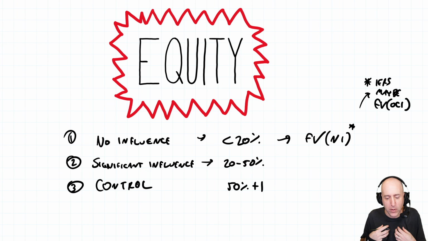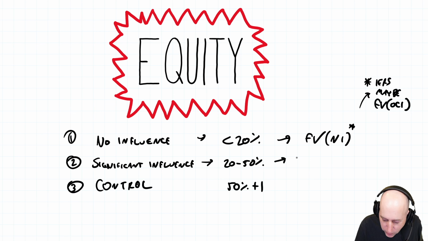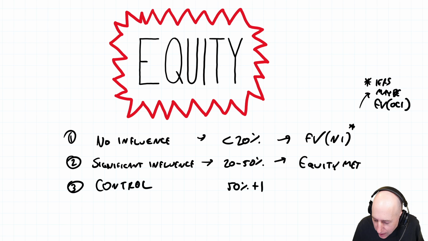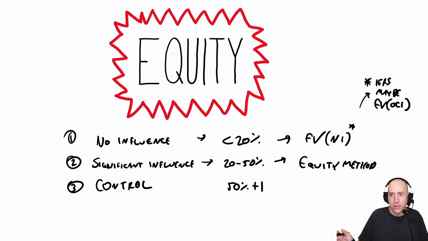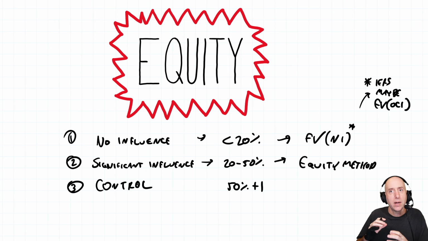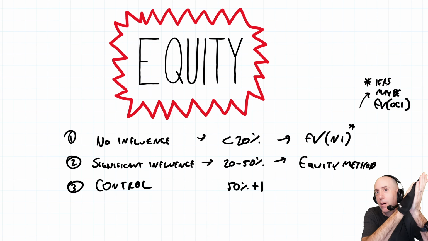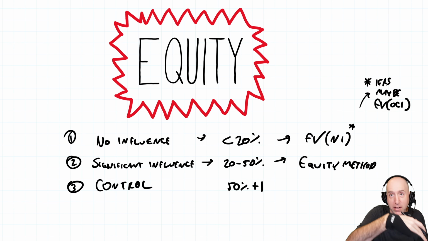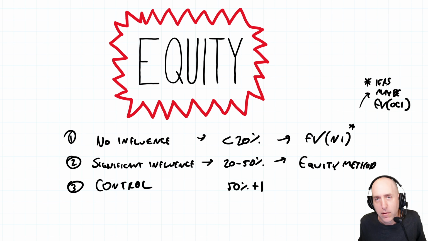And as a consequence, we account for it a different way called the equity method. And when you account for something with significant influence under the equity method, the idea is we're going to take their profits, so their net income, of course, goes into their retained earnings. Anytime their retained earnings goes up, we go, oh, our investment value went up because their accounting retained earnings went up. Anytime their retained earnings goes down, we go, oh, our investment went down.